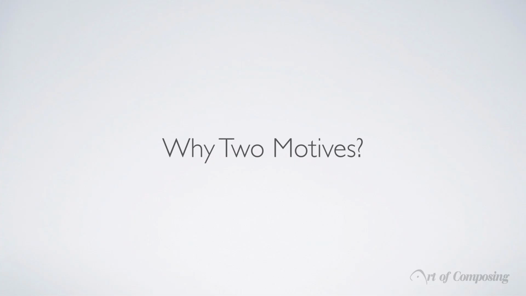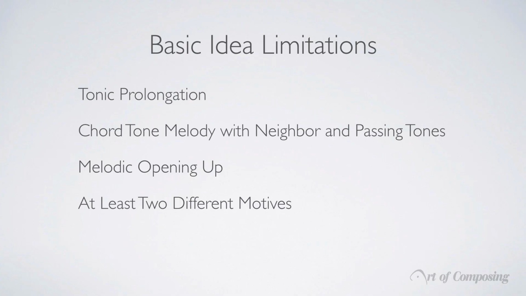The basic idea is a way of creating unity among different elements of your music. You're no longer using random lengths of phrases or randomly throwing in motives as you see fit. You're using logic. This is what I meant when I talked about the trivium earlier on in the course. We learn the grammar first, and then we use that grammar in a logical way. Knowing a basic idea is made up of multiple motives and can be fit with other ideas and continued on, well, that's logic. That's all logical. So once again, your limitations are tonic prolongation, a chord tone melody with the chord tones connected, melodic opening up, and at least two motives.